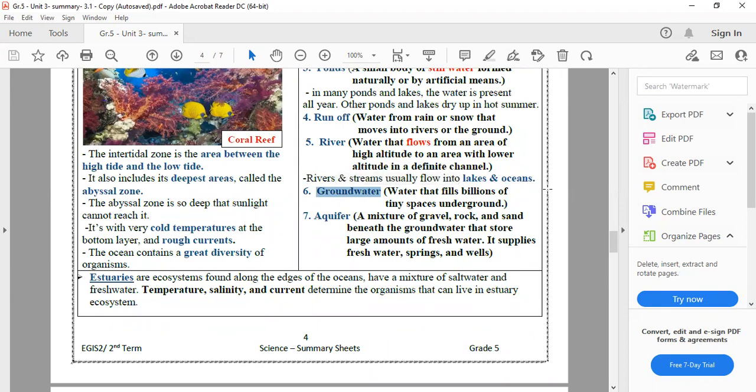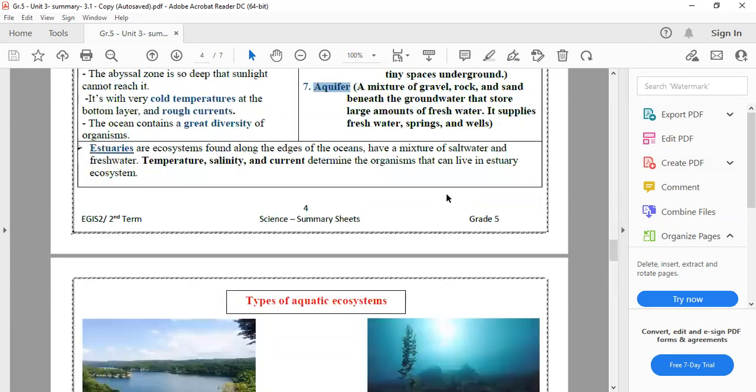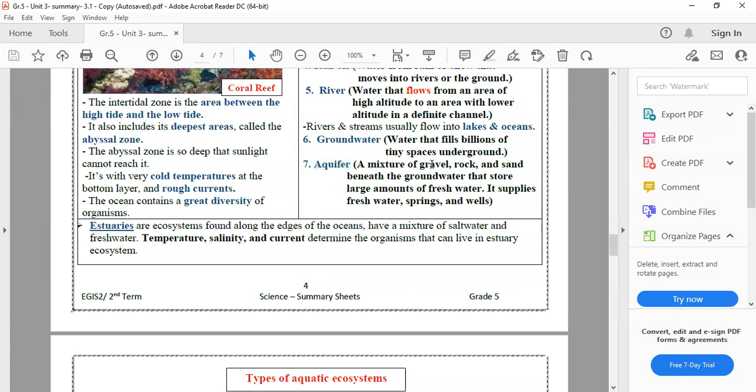Now we will move to another part, which is called groundwater. These are the pockets filled with water below the Earth's surface. Groundwater is water that fills billions of tiny spaces underground. And we have something called an aquifer. What is the aquifer? Look here. This is the groundwater. The aquifer is the place below the groundwater. An aquifer is a mixture of gravel, which is small rocks, large rocks, and sand, mixed together. They are found beneath the groundwater and store large amounts of fresh water. It supplies the fresh water to the springs and also the wells.